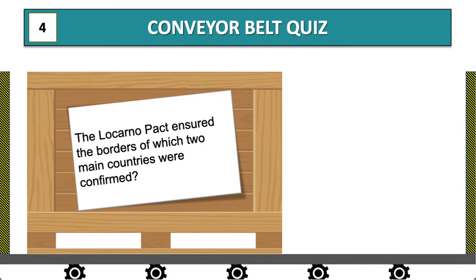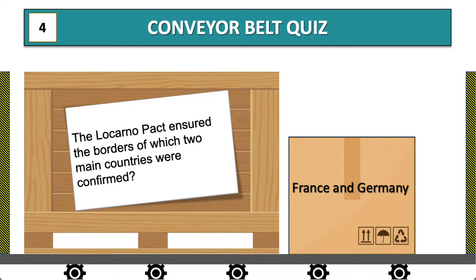Number four. Okay, two main borders. This ties in with what we've looked at before, France and Germany. Belgium's borders also were confirmed under the Locarno Pact, but the reason this is important is if you think back to when we covered hyperinflation or the start of hyperinflation and how the French occupied the Ruhr, Locarno was a way of re-establishing sort of friendly relations, re-establishing the borders of the respective countries.